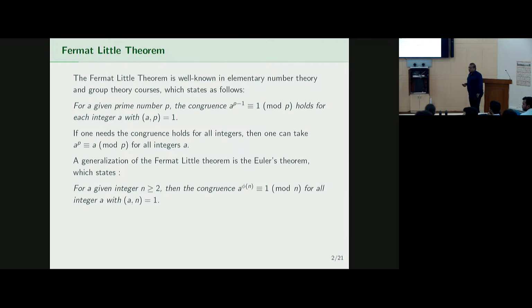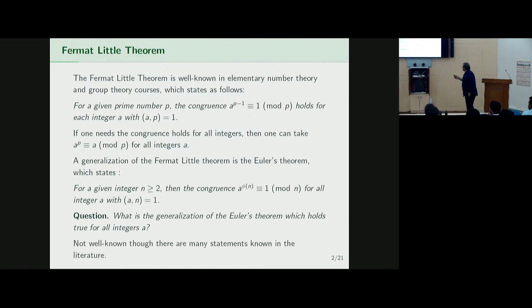The question is: the way we have done for Fermat's theorem modulo p, where the congruence holds for all integers a, similarly whether we can do it here or not. The problem is, what is the generalization of Euler's theorem which holds true for all integers, not just coprime classes alone? This is not well known, I feel, but there are at least three statements I knew of which do this job.